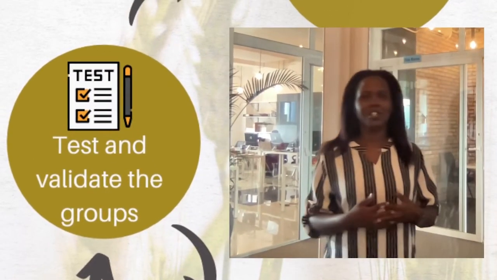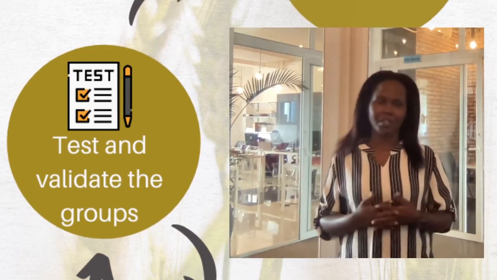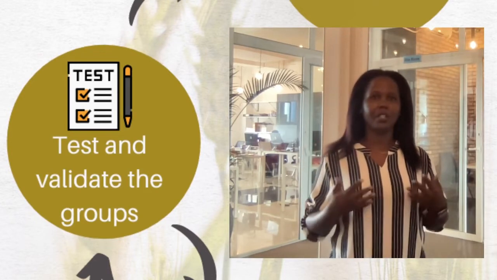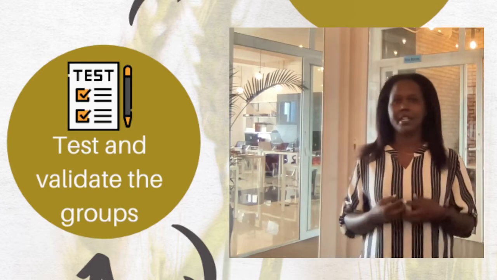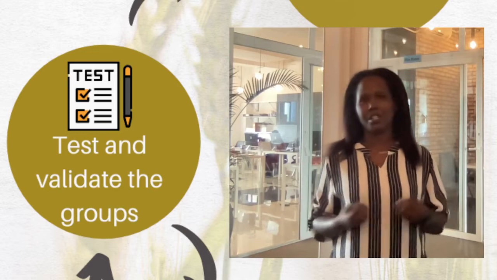The last process in creating an ecosystem map is to test and validate the groups. Finally, once you've created and filled functional groups and created a first draft of your ecosystem map, you need to test and validate your map. We recommend doing this through group discussions.